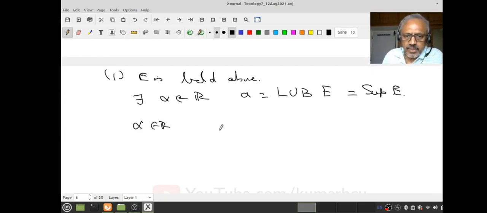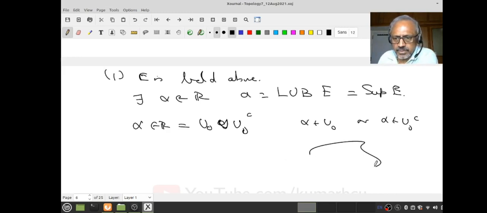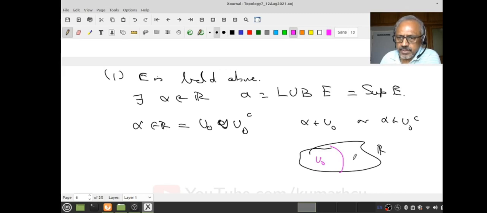Now, where does alpha belong? Alpha is in R, and remember my R is U0 union U0 complement. Therefore, either alpha is in U0 or alpha is in U0 complement. One of these two things should happen. So think of R like this: this is my U0, this is my U0 complement, and my alpha is either here or here. Suppose alpha is in U0.